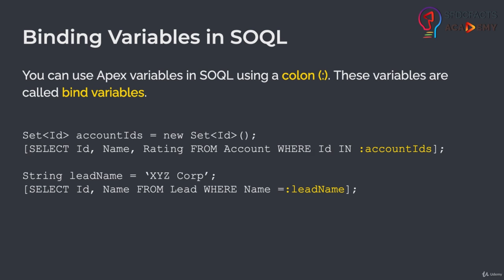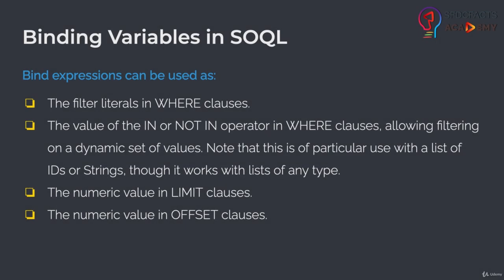Now there are some constraints about using binding variables in SOQL. So you can use this binding variable or bind expression in your where clause, and within your where clause you can use these in an equals to operator or not equals to operator. You can also use them in the in operator or not in operator as well. You can also use these binding variables with the limit keyword and the offset keyword as well. So now let's go back to our developer console and give it a try.